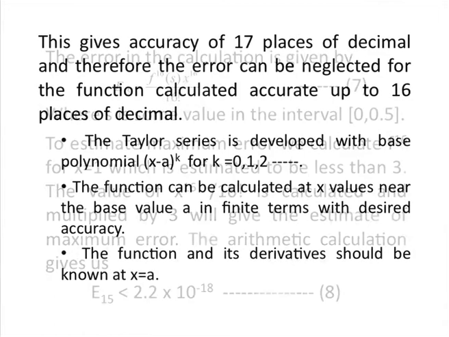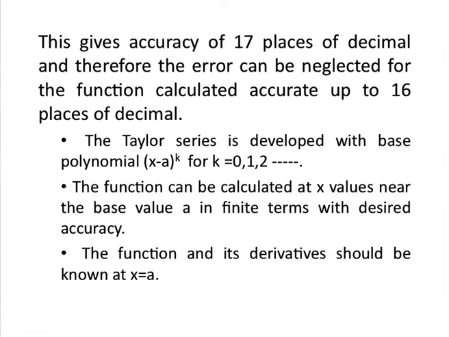So, you can see that our result using only 15 terms will be accurate up to the 17th decimal place. So, if we want to calculate the function accurate up to 16 decimal places, we can terminate the series after 15 terms. Now, some concluding remarks about the Taylor series.